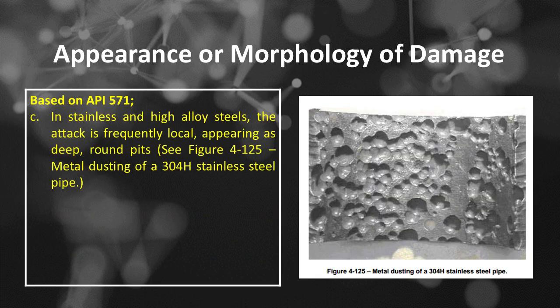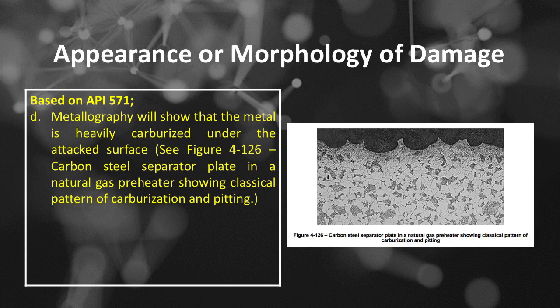Number C. In stainless and high alloy steels, the attack is frequently local, appearing as deep, round pits. See Figure 4.125, metal dusting of a 304H stainless steel pipe. Number D. Metallography will show that the metal is heavily carbonized under the attacked surface. See Figure 4.126, carbon steel separator plate in a natural gas preheater showing classical pattern of carburization and pitting.